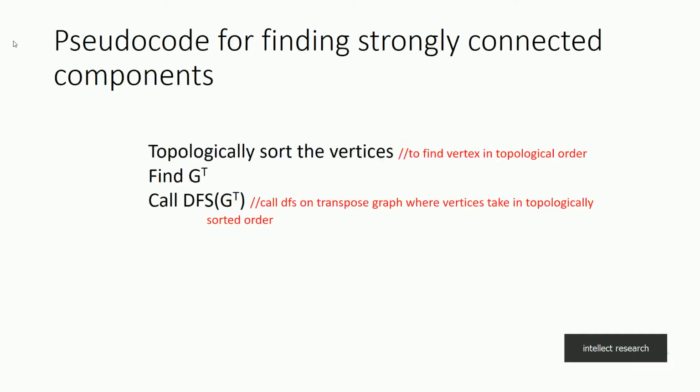Okay, let's implement our algorithm for finding strongly connected components as shown in this pseudocode. So this is the pseudocode that we are going to follow. Now let's see the implementation.